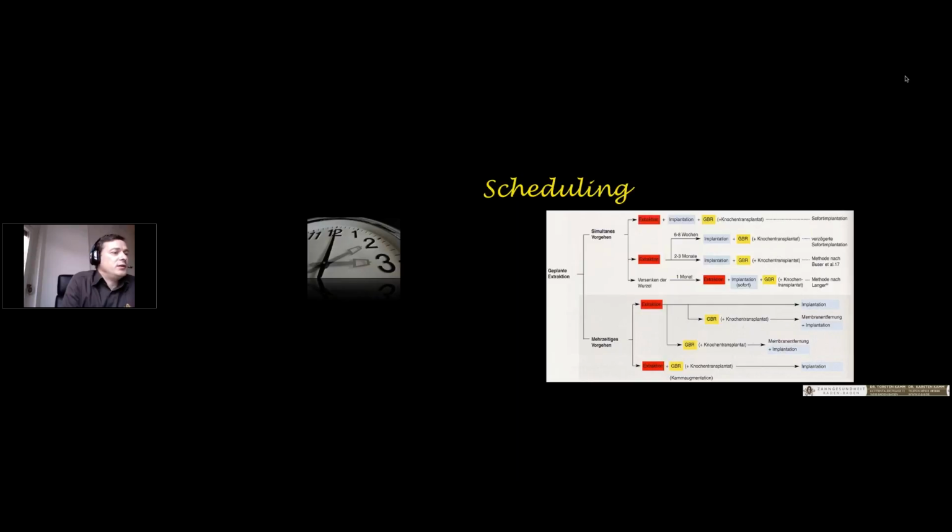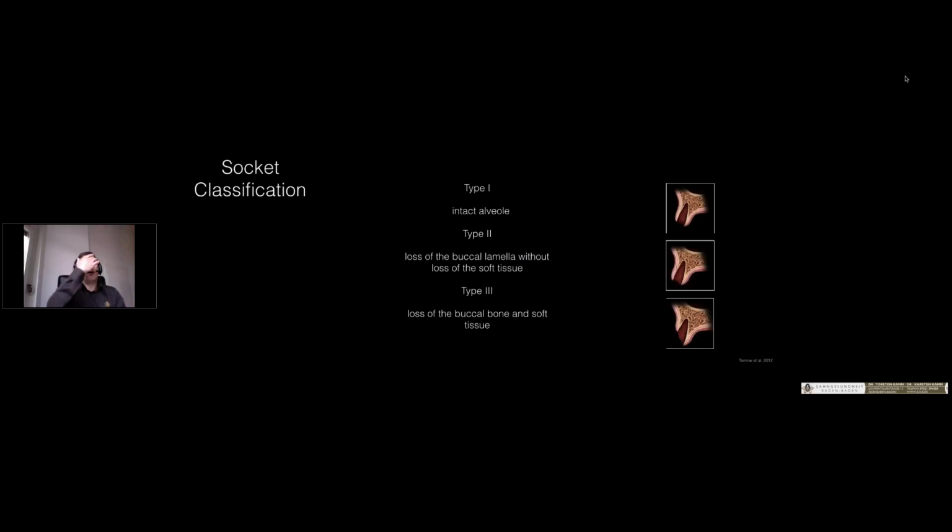You make an extraction, wait 3 up to 6 months, then make an augmentation, and then you can make an implantation. But we want to discuss how to make immediate implantation and in most cases, immediate loading. Because if you have enough bone and enough soft tissue, in all cases you make immediate implantation with immediate loading, and you get the best results. So if it is possible, we try to make an immediate implantation with immediate loading.